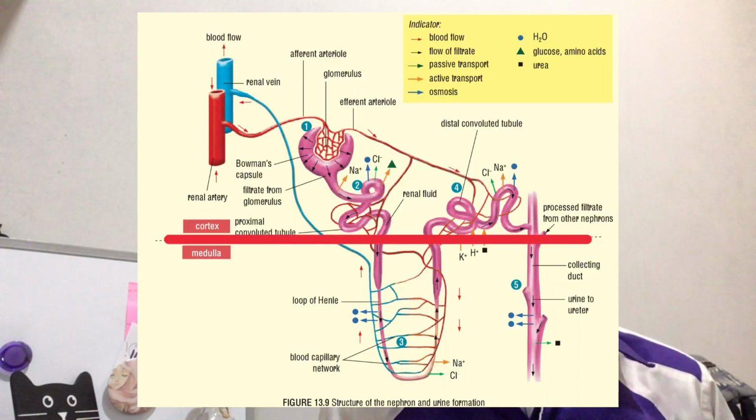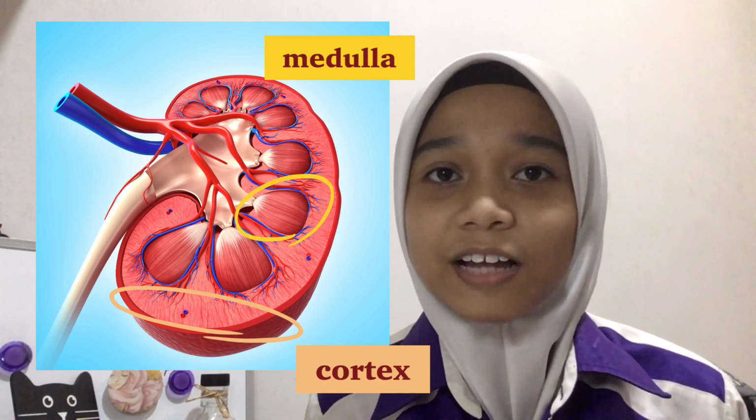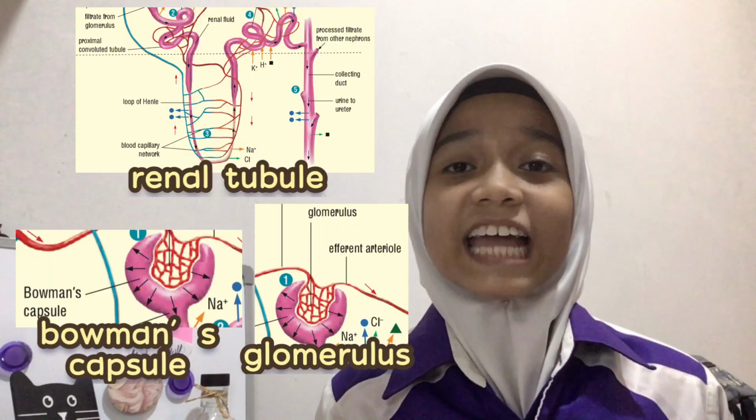So now we should know about nephrons. Each kidney is made up of millions of nephrons. Where are they? The nephron is divided into two parts. The upper part is called the cortex, and the inner side here is called the medulla. There are three structures of nephrons, which are Bowman's capsule, glomerulus and renal tubule.